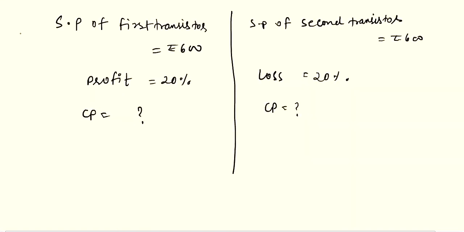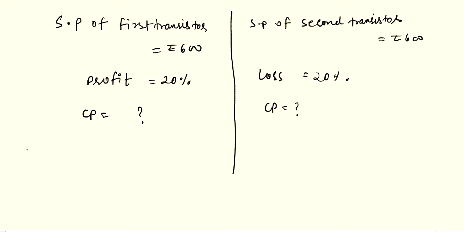So in question number 7, as you can see, by selling 2 transistors for rupees 600 each, a shopkeeper gains 20% on one transistor and loses 20% on the other. So selling price of first transistor rupees 600, selling price of second transistor rupees 600. Profit in first transistor 20%, loss in second transistor 20%.